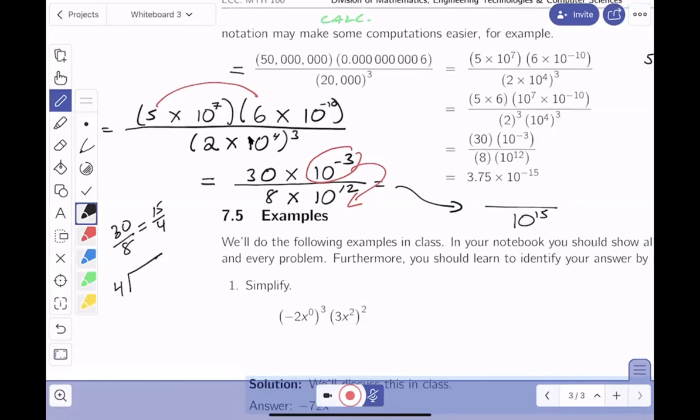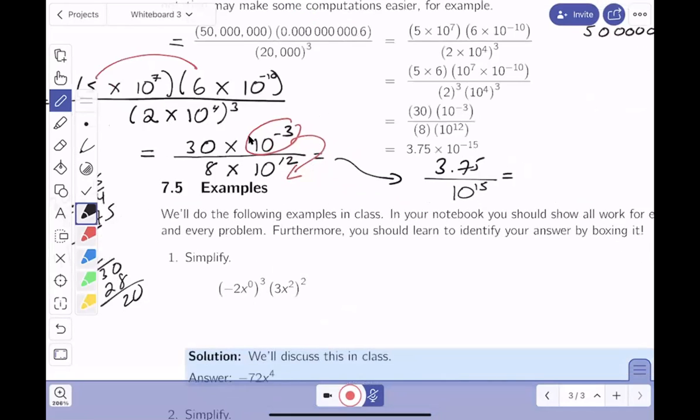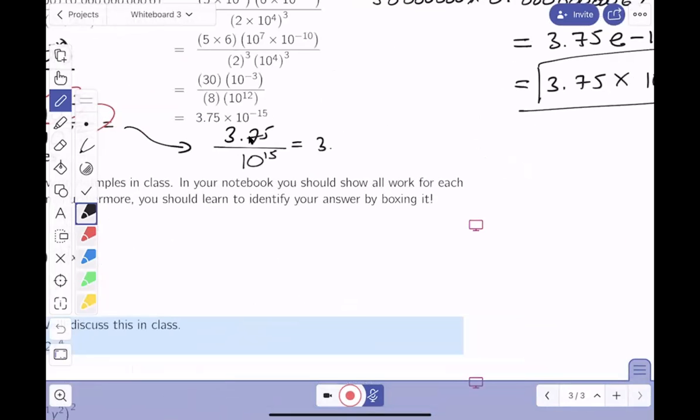Let's do this. 4 into 15. That goes in 3, right? That would give you 12. 3, 0. 7, that's the point now, right? 28. 2, 0, that's 5. So it's 3.75. Wow. What do you get over here? 3.75 times 10 to the minus 15.